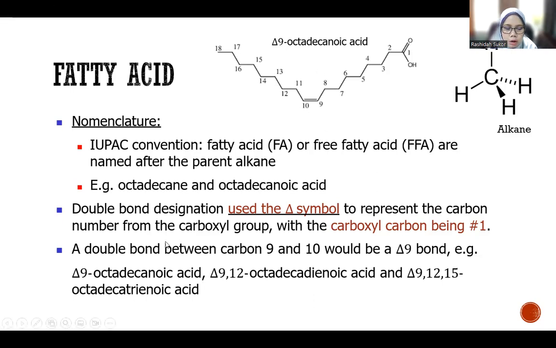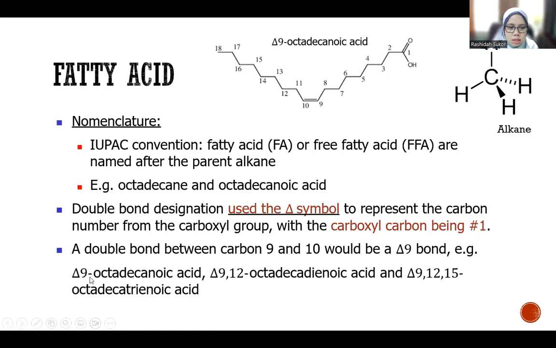Okay, so how do we know where the location is? It is by looking at the structure and then the symbol. So if it says delta 9 octadecanoic acid, delta is the triangle. So it starts from carbon number 1, the COOH end. So 1, 2, 3, 4, 5, 6, 7, 8, 9. So delta 9 means that the location of the double bond is at carbon number 9.